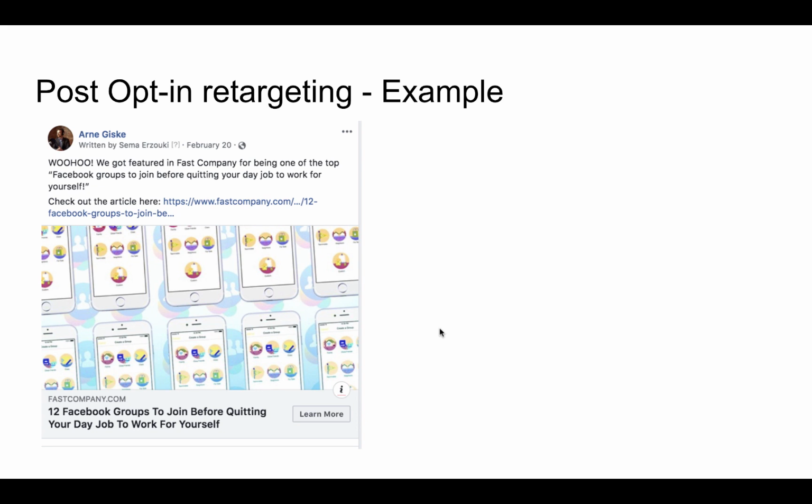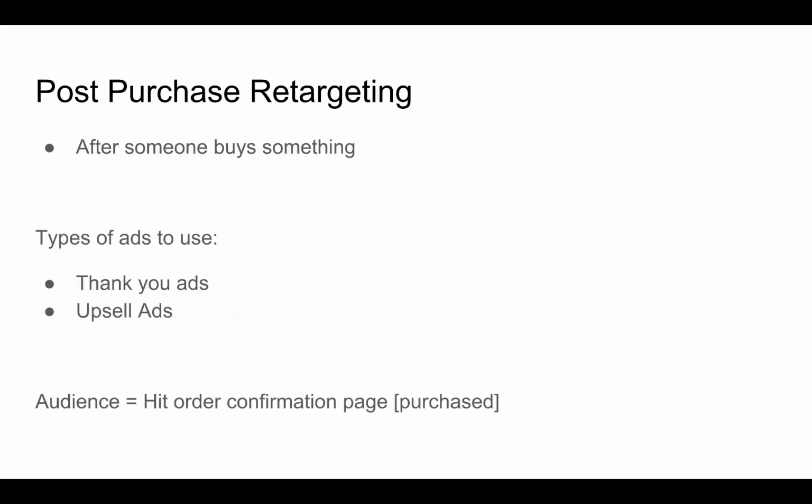One of my clients got featured in a Fast Company article. So whenever people opted in to his funnel, we retargeted them with that. It just shows that he's credible in what he's talking about. So, 12 Facebook groups to join before quitting your day job to work for yourself. And Fast Company is a pretty big name. So showing that just shows that he's credible and what he's teaching is credible as well.